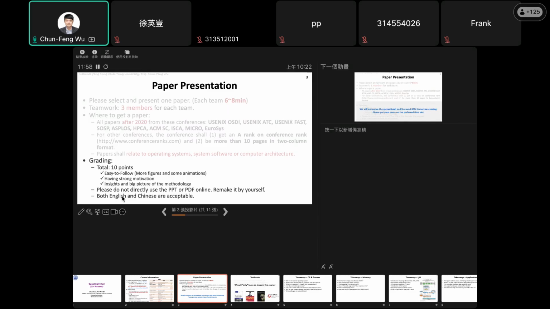English and Chinese are both acceptable, and there is no difference in scoring. If you use Chinese, we will not take any points off, so don't worry about it. The key thing is to use the language you are more familiar with. If you don't feel comfortable using English, then you can just use Chinese. Otherwise, it will affect the presentation. So that is about the paper presentations.